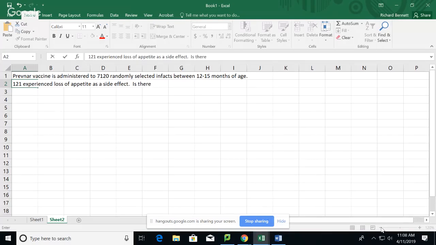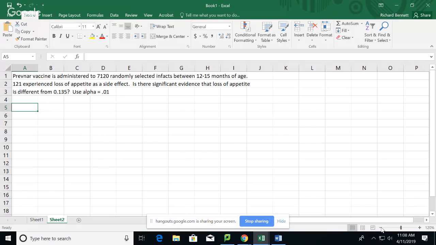Is there significant evidence that loss of appetite is different from 0.125? Use alpha equal 0.01. Okay? All right, so which one did I pick on?